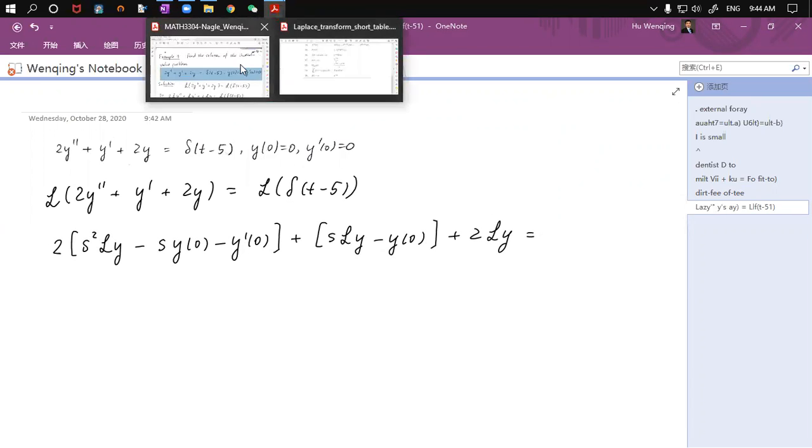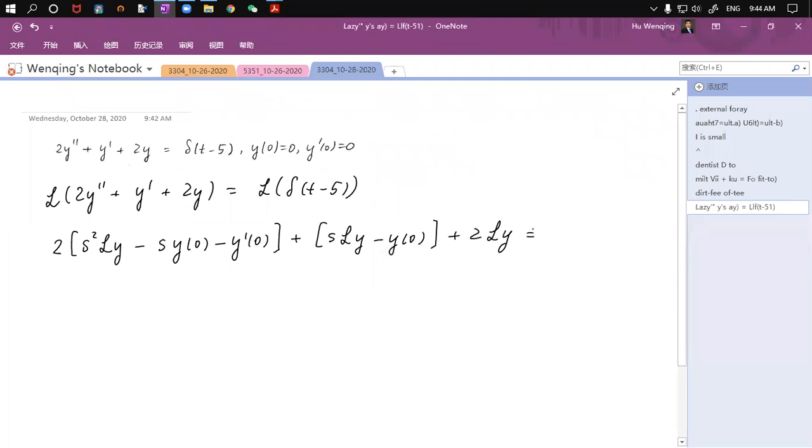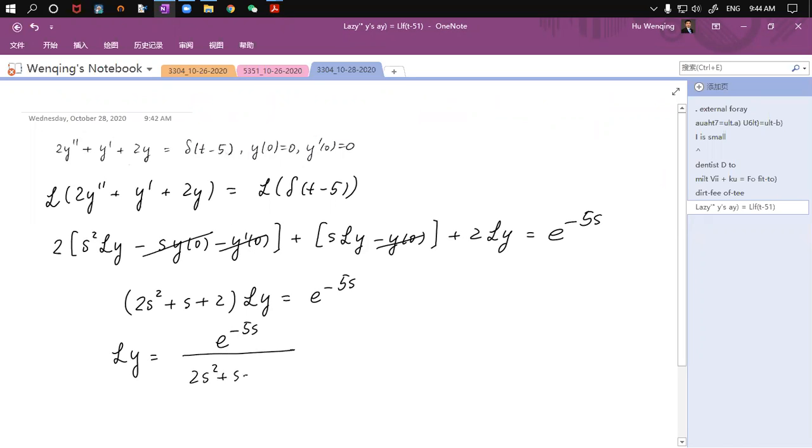This is exactly what you're going to do on an exam. You're going to set a equal to 5. So the Laplace transform is e power minus 5 times s. And you use the initial conditions. There's nothing here, there's nothing here, there's nothing here. So basically you get the relation 2s squared plus s plus 2 multiplied by the Laplace transform of y is equal to e power minus 5 times s. Is that good, family? Okay. Now, as long as you have this, the Laplace transform of y is equal to e power minus 5 times s divided by 2s squared plus s plus 2.